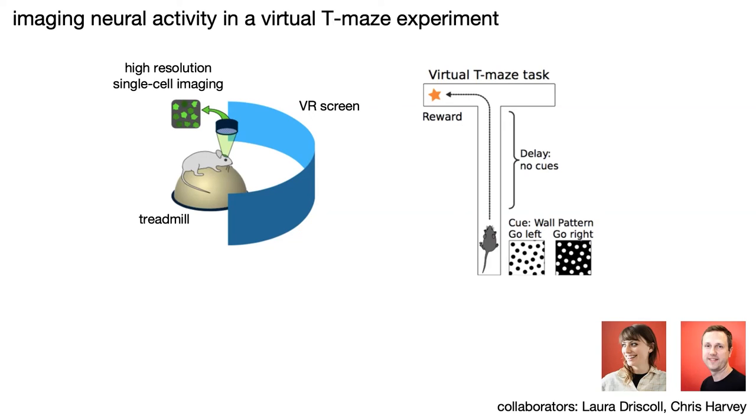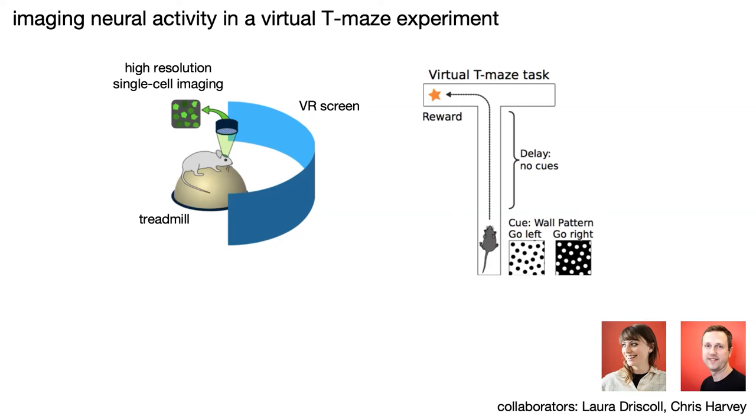So the animal has to run down this virtual maze, turn left or right. And the left versus right decision is associated with a wall pattern. So if the animal sees black dots on a white background, it needs to go left. If it sees white dots on a black background, it needs to turn right. And if it gets the right answer, it gets a reward. Okay. Very boring. Animals can do it very well. And they learn this to expert level in a few weeks.